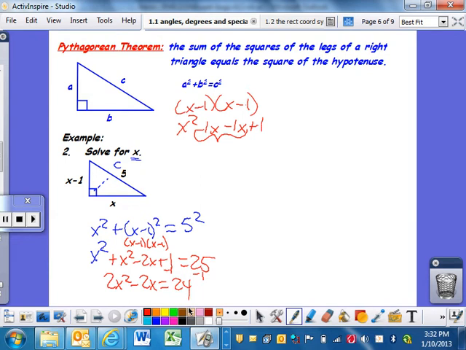I shouldn't have done that. I actually want to bring this 24 back. So I'm going to go 2x squared minus 2x, because the only way to solve is if it's set equal to 0. So I'm going to subtract that 24 back. And what is in common of all three? You always want to look for that. The 2.